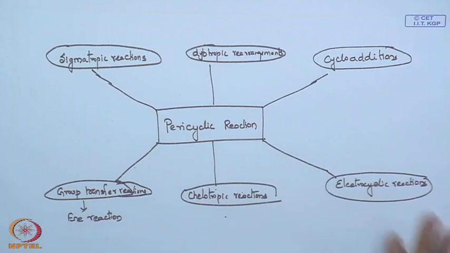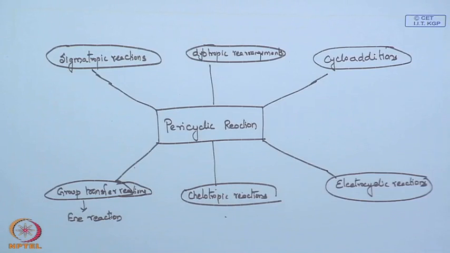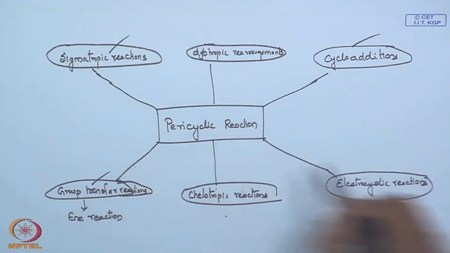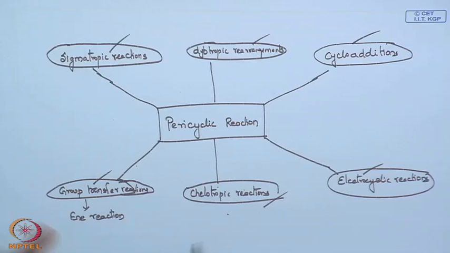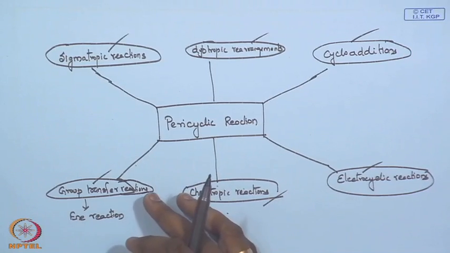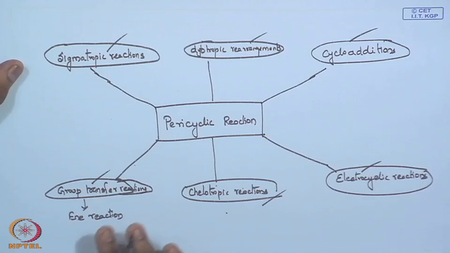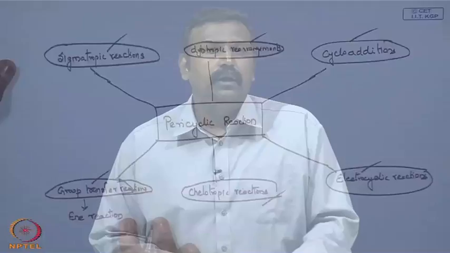Okay. So, this is what we have so far studied under the head of pericyclic reactions. We have studied sigmatropic, cycloaddition, group transfer reactions, electrocyclic reactions, heliotropic reactions, and diatropic reactions. So, most of these are the important major classes of pericyclic reactions, which we have studied in detail.